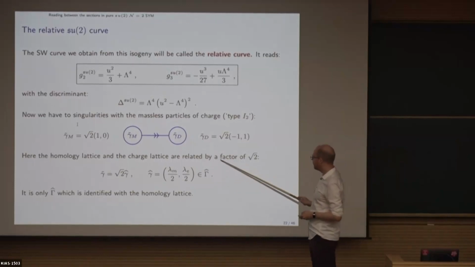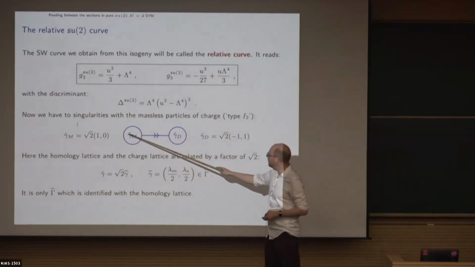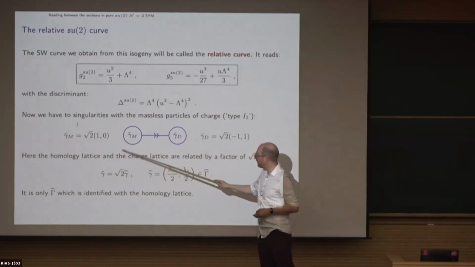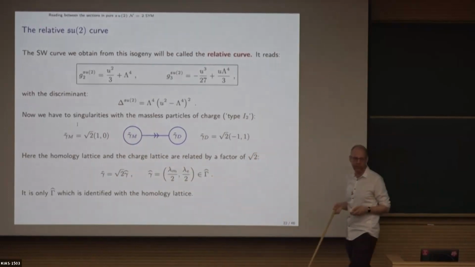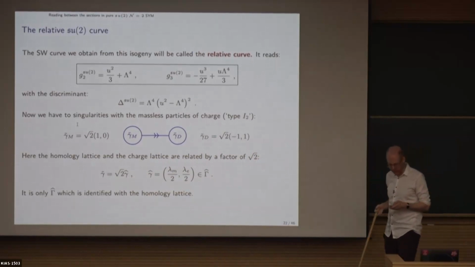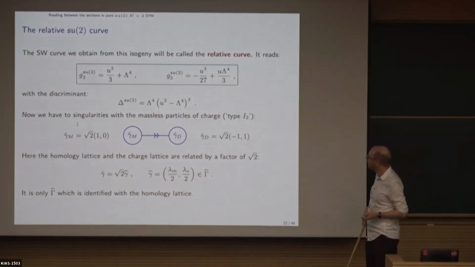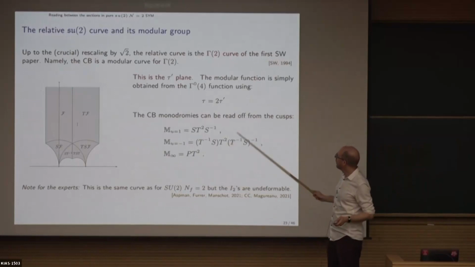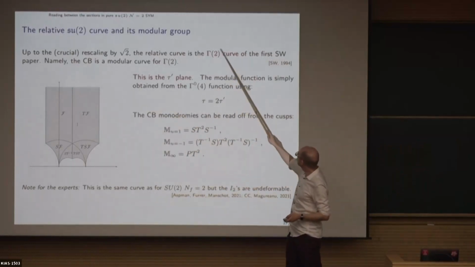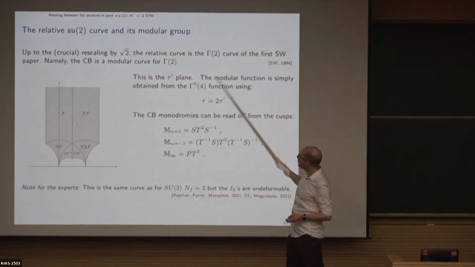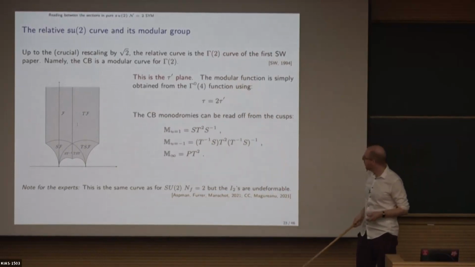Okay, and this is the fact that there is this natural integer lattice, which is the homology lattice, and the physical lattice, which is related by a square root of 2. This is the fact that this is not principally polarized. That's precisely this case. You can write it again in the modular domain. In that case, it's the so-called Gamma_0(2) modular group.